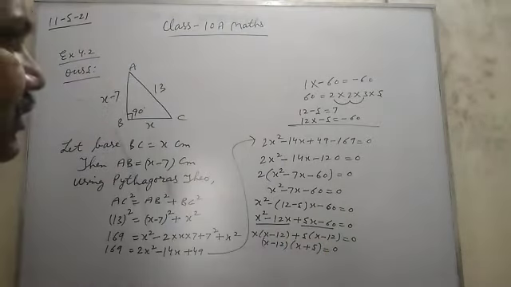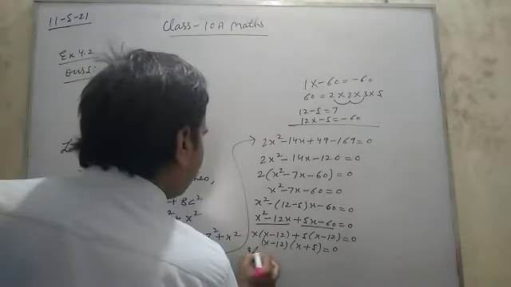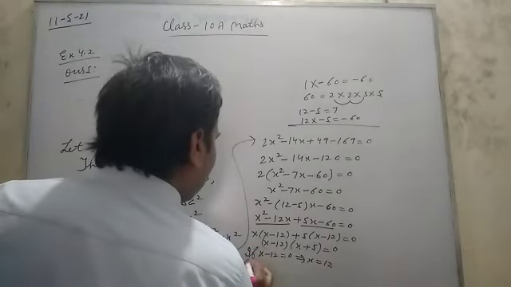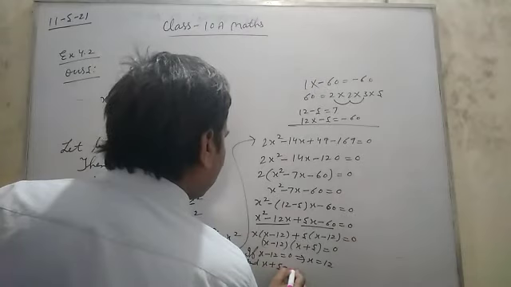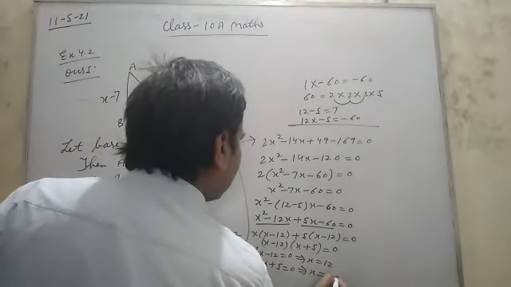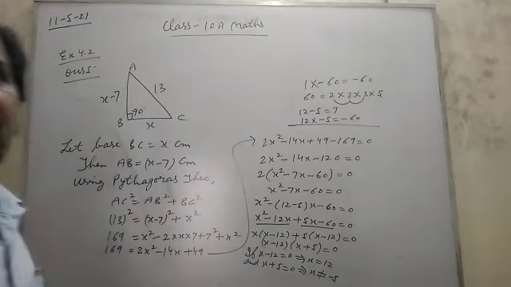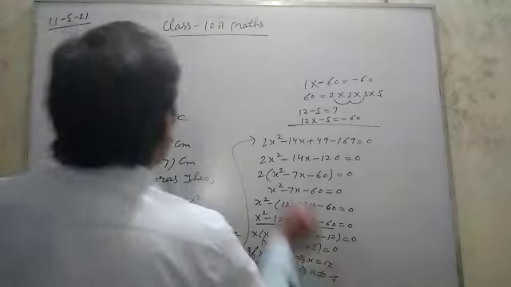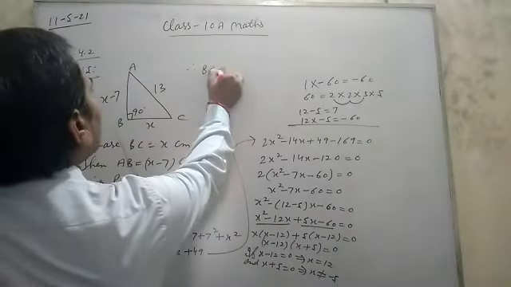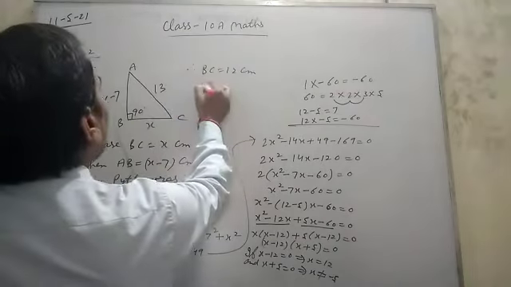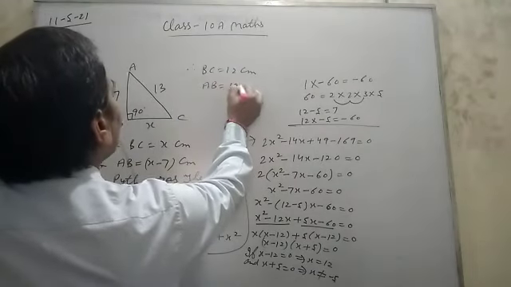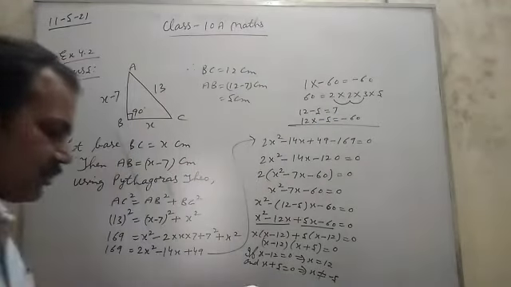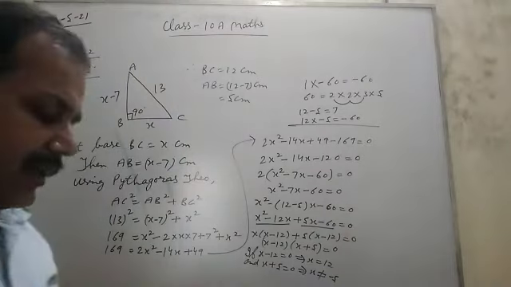Then separately put 0. So if x minus 12 is equal to 0, so x is equal to 12, and x plus 5 is equal to 0. So x is equal to minus 5, which is not possible. Negative number for a triangle is not possible. So x is equal to 12. So therefore base is equal to 12 centimeter and altitude will be 12 minus 7 is equal to 5 centimeter. So other two sides will be 12 centimeter and 5 centimeter.